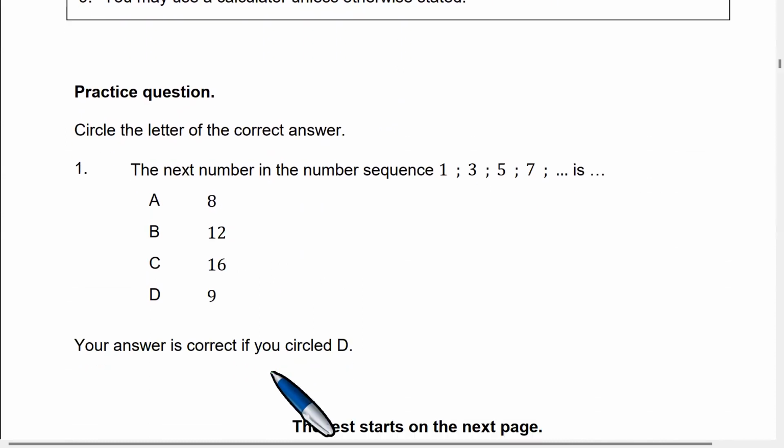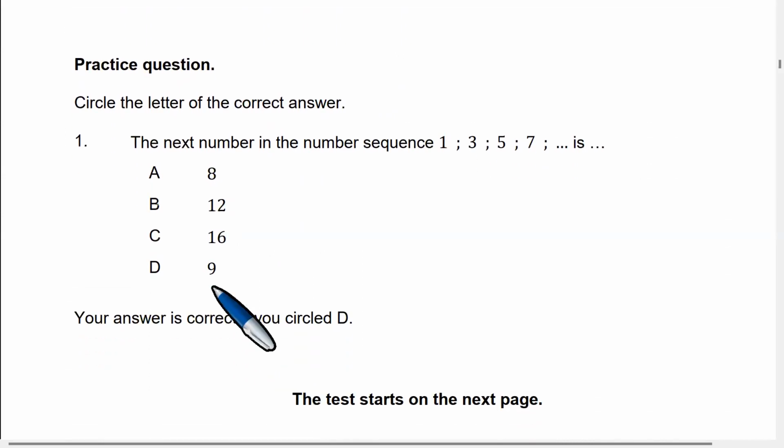Here is a practice question. Circle the letter of the correct answer. The next number in the sequence 1, 3, 5, 7 is what? Is it 8? Is it 12? Is it 16? Is it 9? So your answer is correct if you circled D. So they gave the answer as D. And obviously at this point, what is important is to actually circle the D like that.